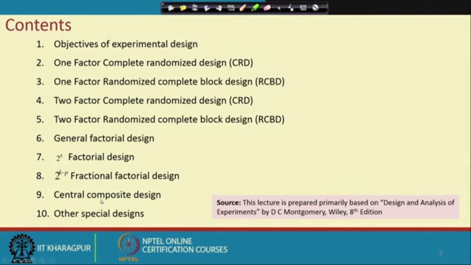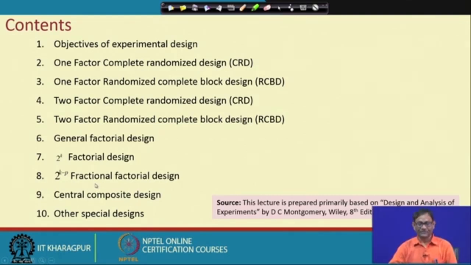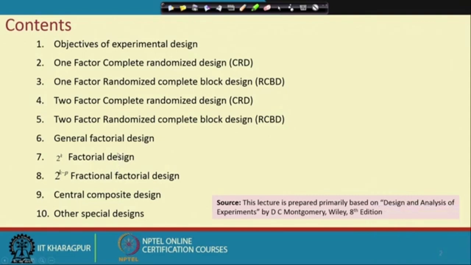So, we will discuss very briefly what those different types of designs are, and we will take around 1 hour, in two halves of 30 minutes each, to complete this introductory part on types of designs. In fact, the subsequent lectures will detail all those designs and their analysis one after another.